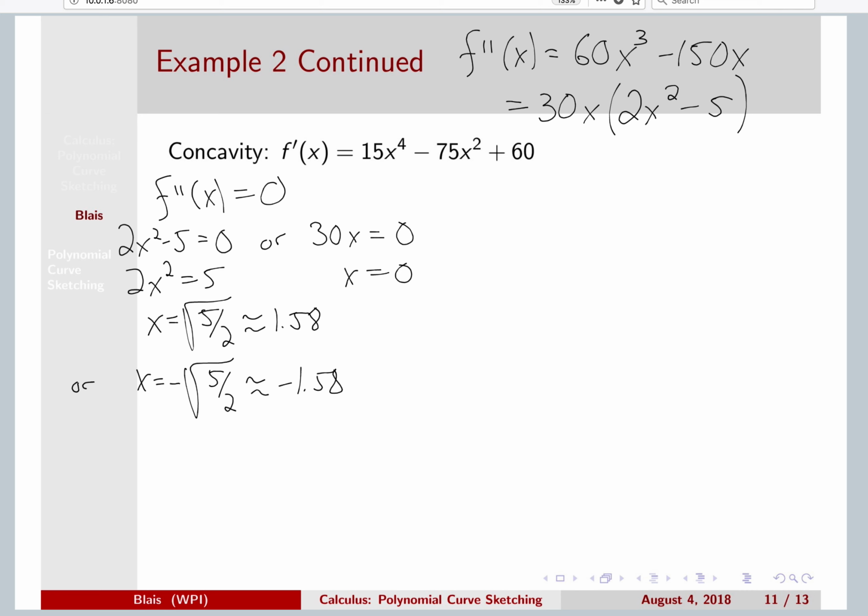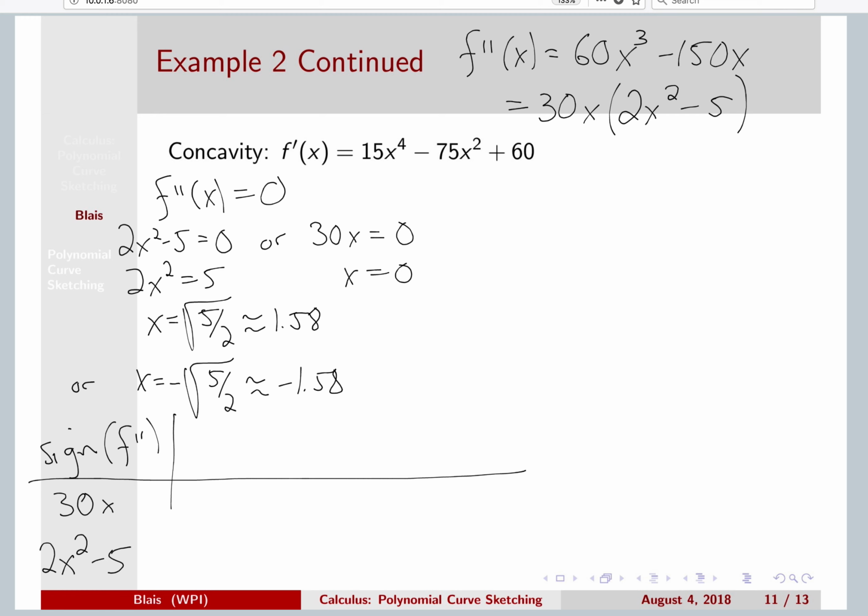But of course, we need the sign of the second derivative in order to figure out the concavity properties of our f. We have that second derivative written as the product of these two terms. So we make our chart. And remember, we then want to put our possible inflection points here. So we have the smallest is negative root 5 over 2. Then 0, then positive root 5 over 2.